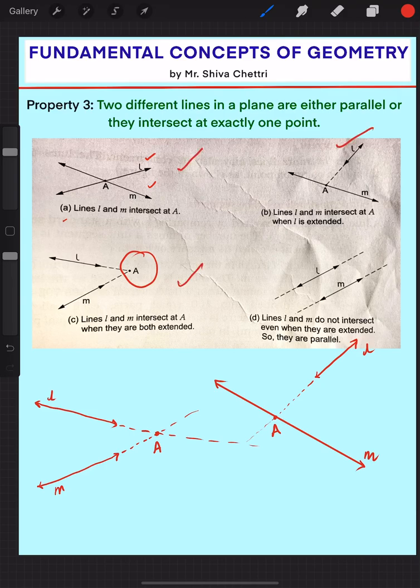But in case D, it is saying that lines L and M do not intersect even though they are extended on both directions. If it is going in this direction, and that direction towards the right, both are extending towards infinity, but they are not meeting at all. So they are called parallel lines. So this is property 3.